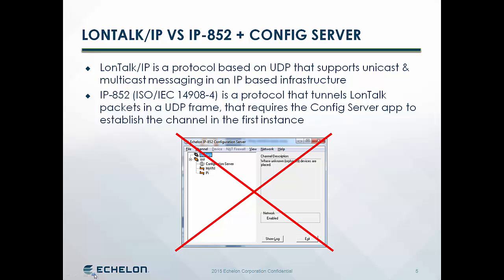Let's examine a couple of general points before getting into configuring the IzoT router. There is a clear difference between LonTalk IP and IP852. LonTalk IP is a protocol based on UDP that supports both unicast and multicast messaging in an IP-based infrastructure, whereas IP852 is a protocol that tunnels LonTalk packets in a UDP frame that requires the config server app to establish the channel in the first instance. LonTalk IP does not need the use of the config server.